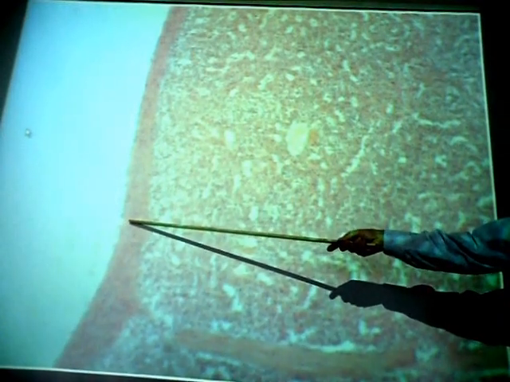You should be able to distinguish between them. Something else you may or may not see is this. What is this? The capsule. That's the capsule again. But many slides don't show it because remember the spleen's a fairly good sized organ.